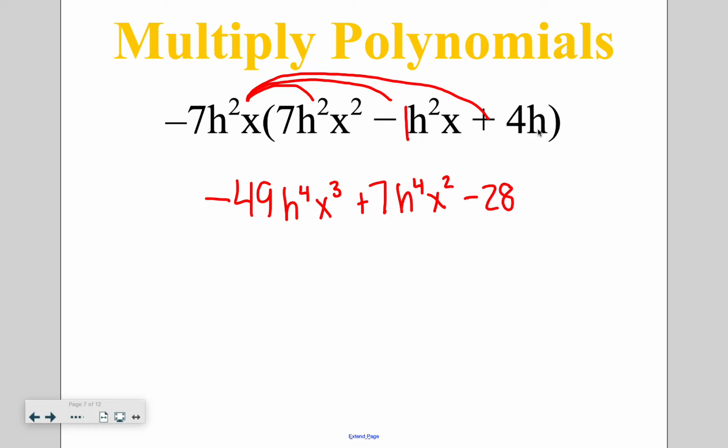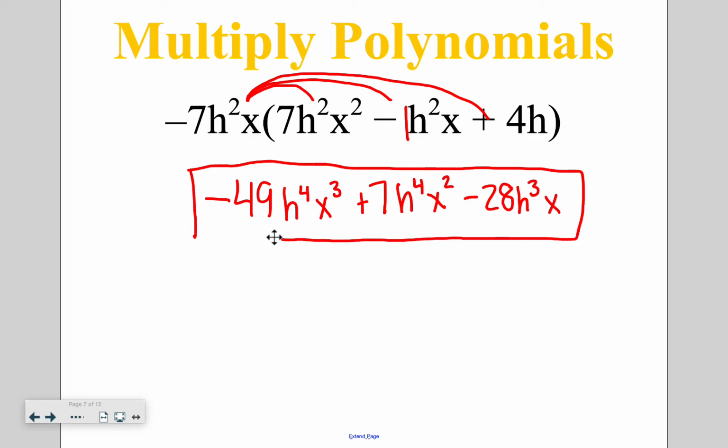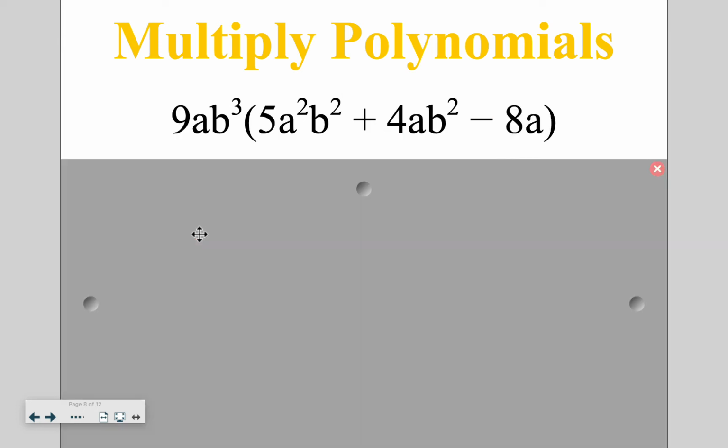H squared and h gives us h to the third, and then just an x because there is no x on this final term, giving us our final answer of -49h to the fourth x to the third, plus 7x h to the fourth x to the second, minus 28h to the third x. Go ahead and try this one on your own.